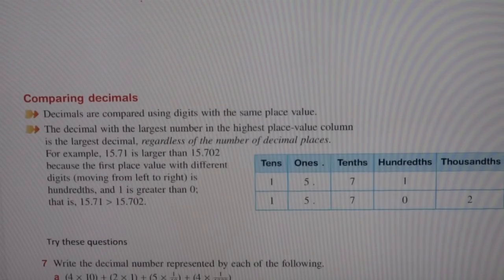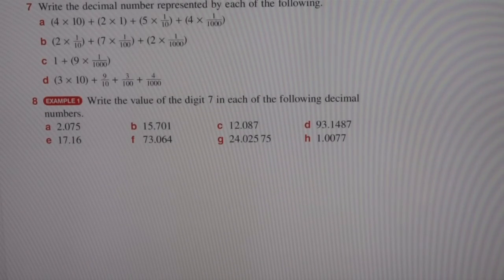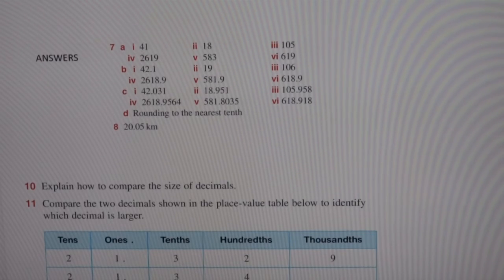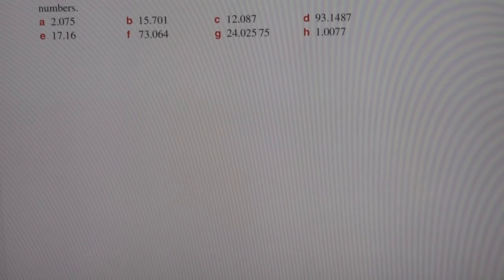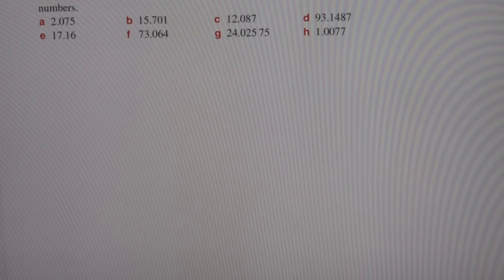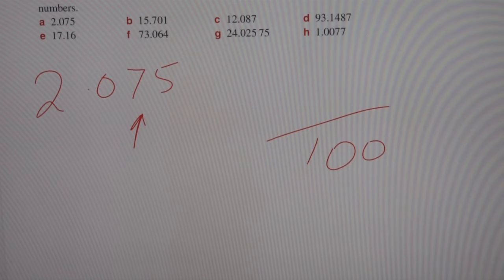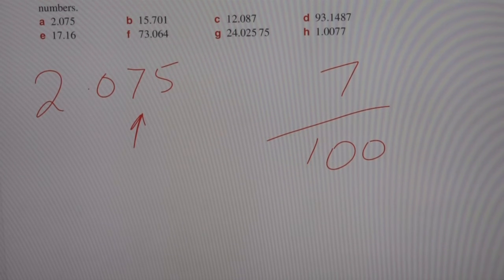Perhaps you can have a go at example number 8. I'll put a space there so you can see what it is exactly. Write the value of the digit 7 in each of the following decimal numbers. I'll do the first one. 2.075, we're looking at the second position, so that's 2 zeros, hundredths, and so that would represent 7 hundredths. Okay, have a go at the others yourself.